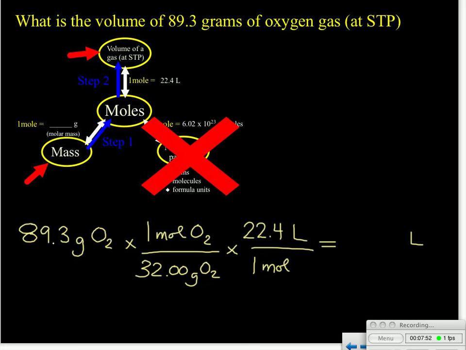We double check that our units cancel. Our grams of O2 appear above and below the line. They cancel. The moles appear above and below the line. They cancel. We're left with the units of liters, which is exactly the unit we're looking for. And we can calculate that this is going to have a volume of 62.5 liters.